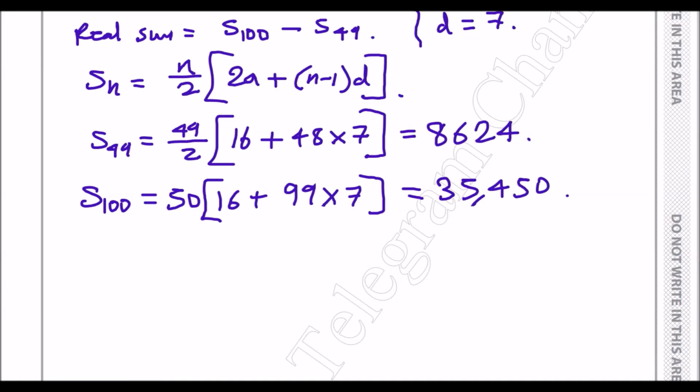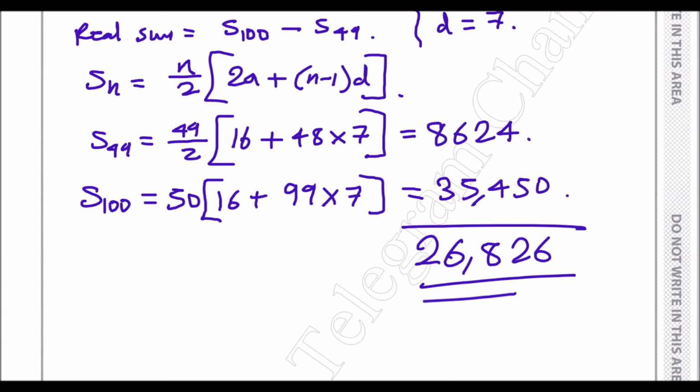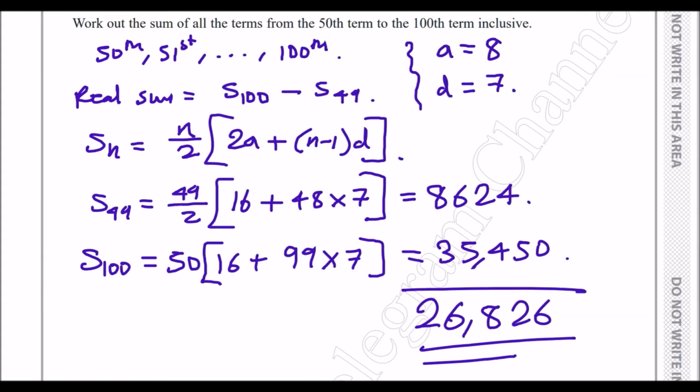So subtracting both of them, you should get a difference of 26,826. So that's the sum of everything between them. I hope this is right. It says inclusive from the 50th to the 100th. That's my interpretation of the question. If your interpretation could be 51st to 100th, I get it. Then you need to do the sum of 100 take away sum of 50. Either way, this would be almost at the end of the paper.